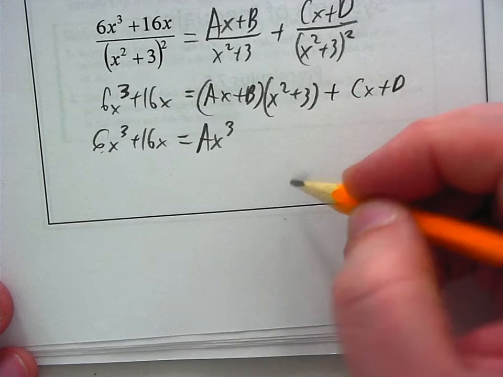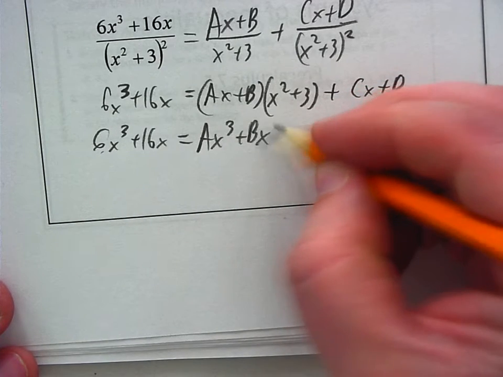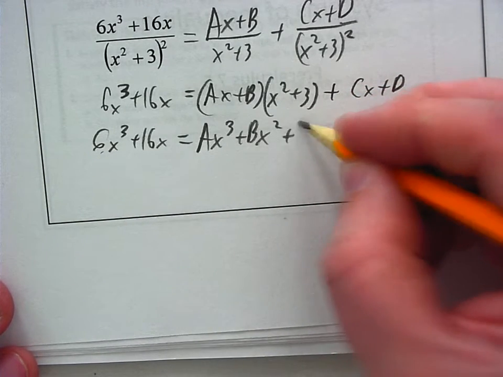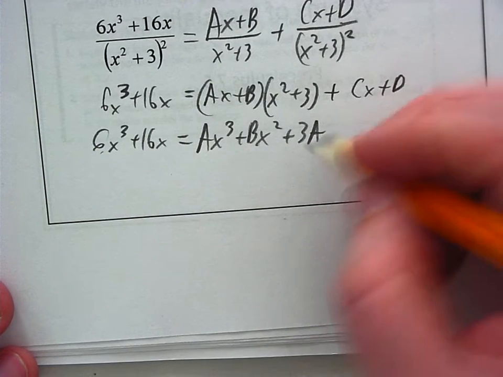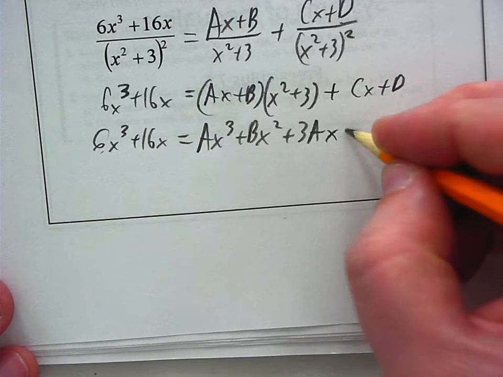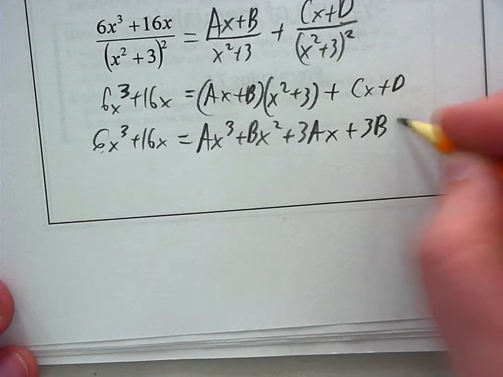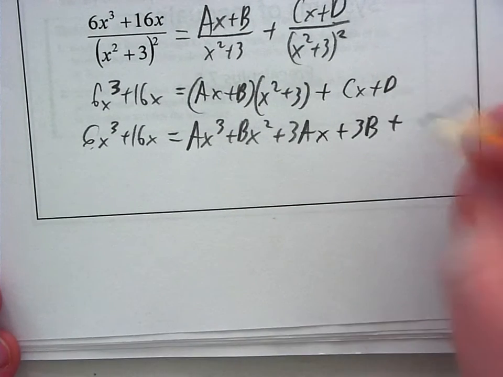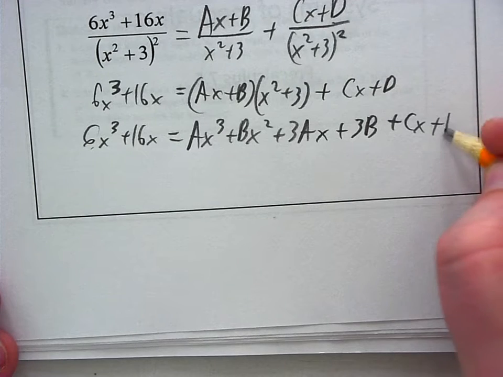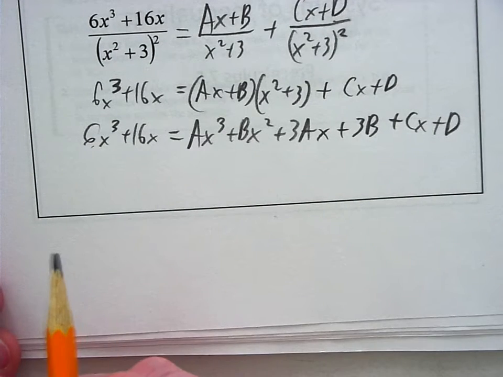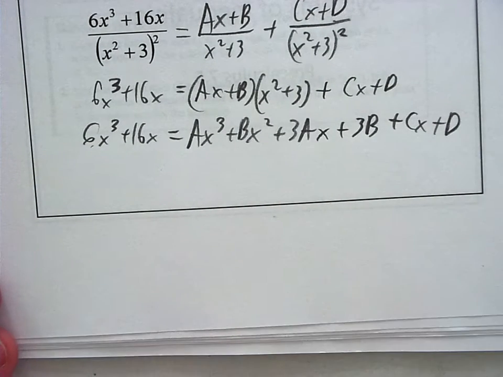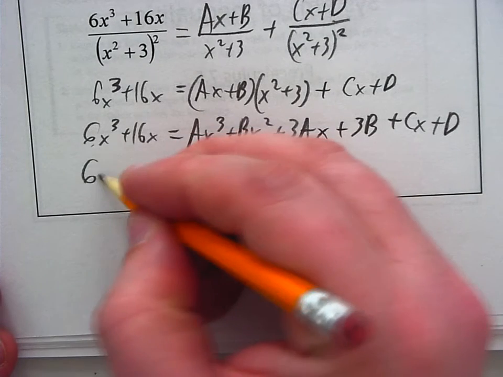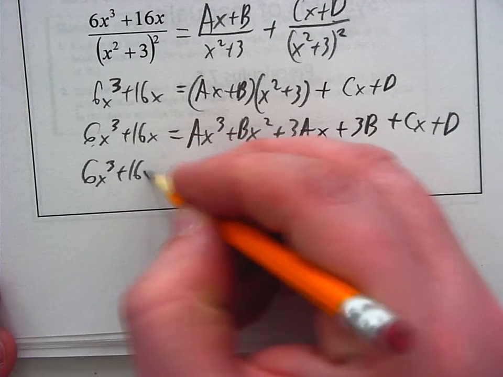Ax cubed. People are saying different things, but yeah. Plus bx squared plus 3ax plus 3b. Some people follow FOIL strictly and some try to do it in descending order. And then you have the cx plus d. Then what? Order them. Put the like terms with each other. So I still have the 6x cubed plus 16x.